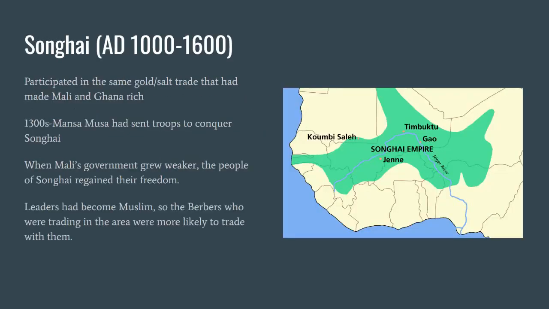The next one here I want to talk to you about is the Songhai. So the Songhai participated in the same gold and salt trade that made Mali and Ghana rich. Mansa Musa tried to conquer this area, and when the government grew weaker, the people of the Songhai regained their freedom, so it didn't necessarily work out the way he had planned. The leaders were Muslim, and so the Berbers who were trading in this area are more likely to trade with them.